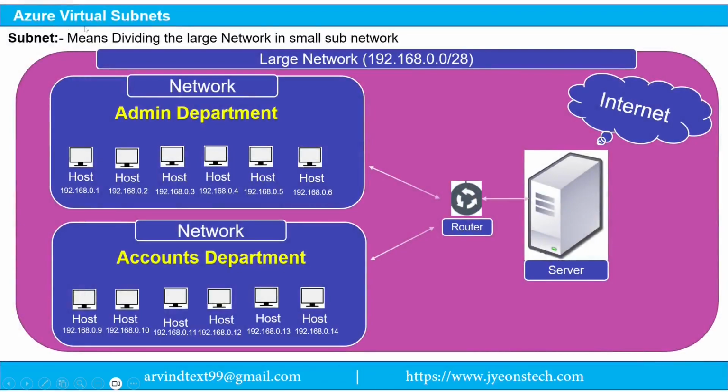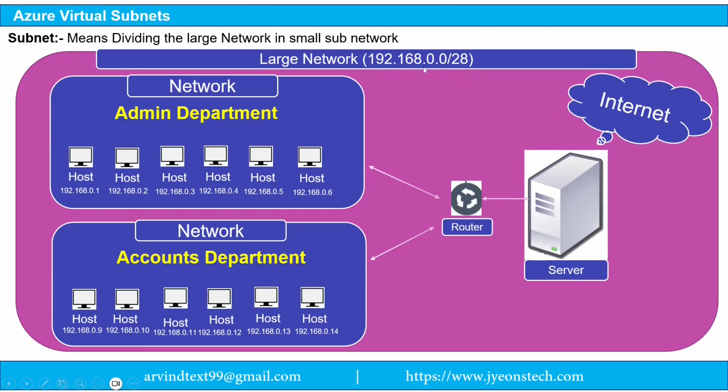So let's discuss Azure virtual subnets. Subnet means dividing a large network into small subnetworks. So this is the large network. For example, this is a company, and this is the large network 192.168.0.0/28.